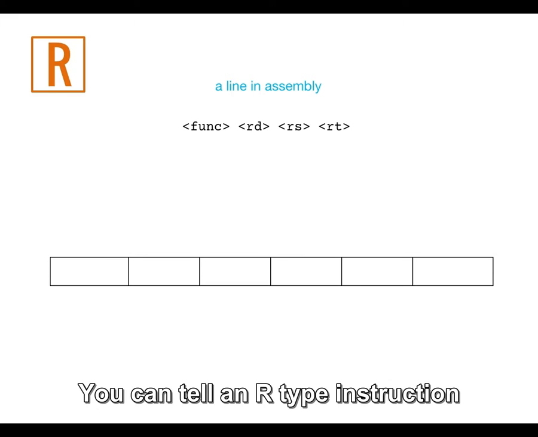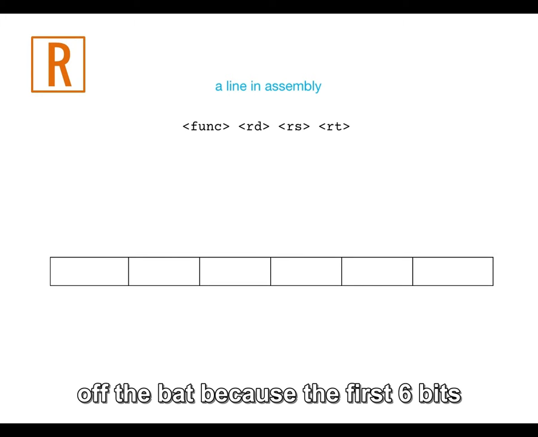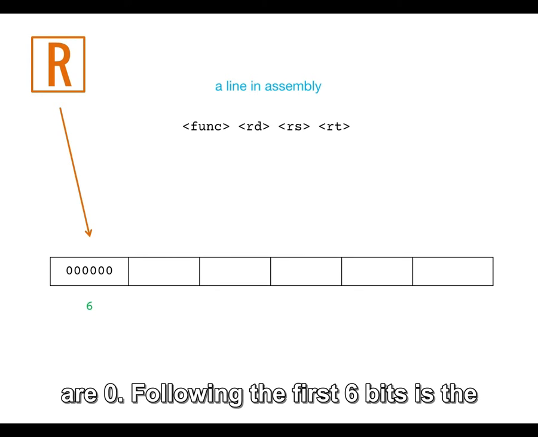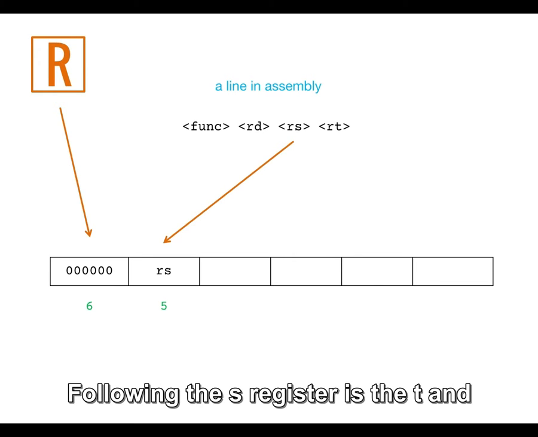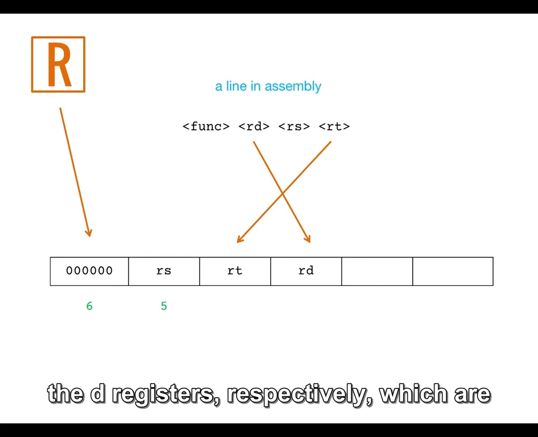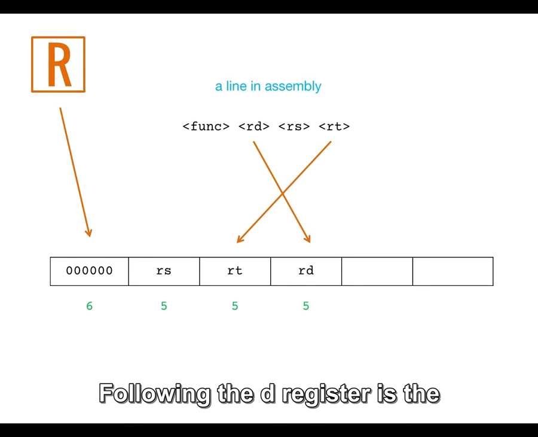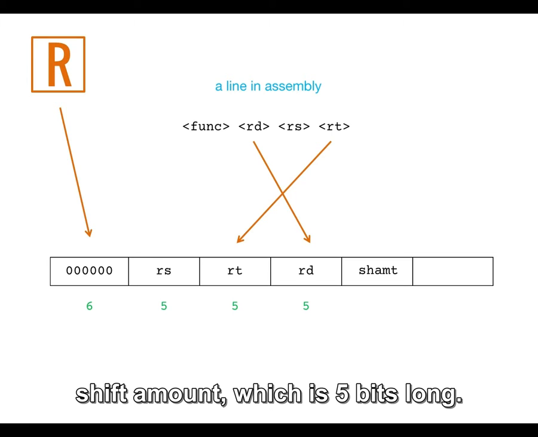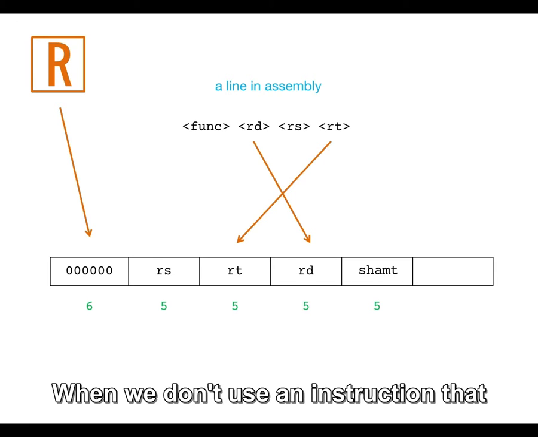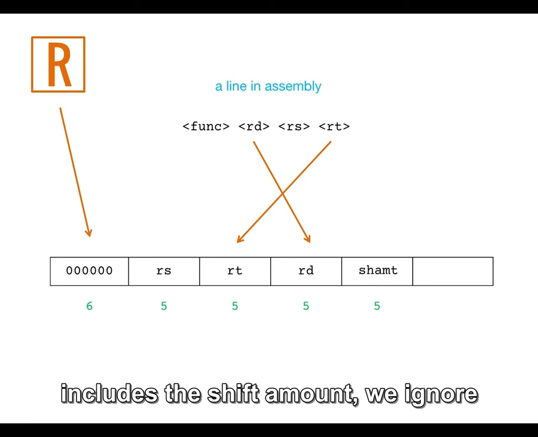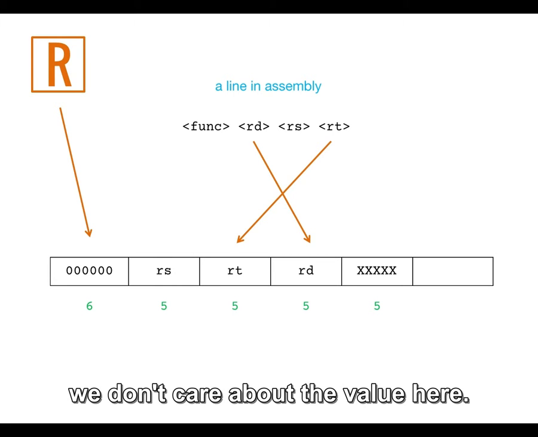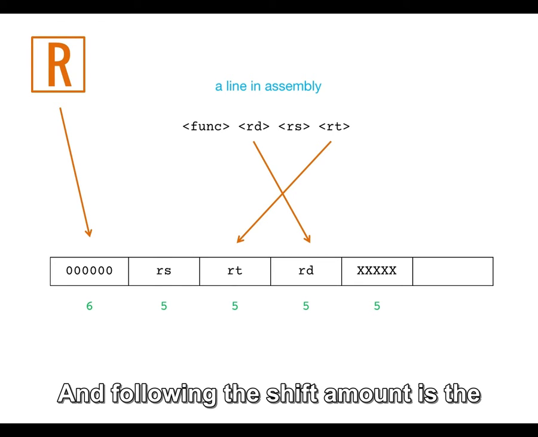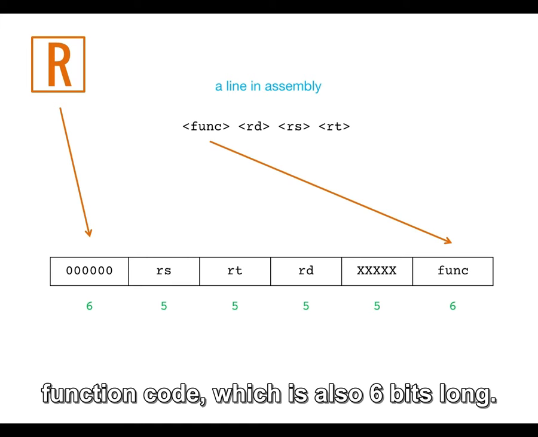You can tell an R-type instruction off the bat because the first 6 bits are 0. Following the first 6 bits is the S register that is 5 bits long. Following the S register is the T and the D registers, respectively, which are also 5 bits long each. Following the D register is the shift amount, which is 5 bits long. When we don't use an instruction that includes a shift amount, we ignore the shift and write out 5 X's because we don't care about the value here. And following the shift amount is the function code, which is 6 bits long.